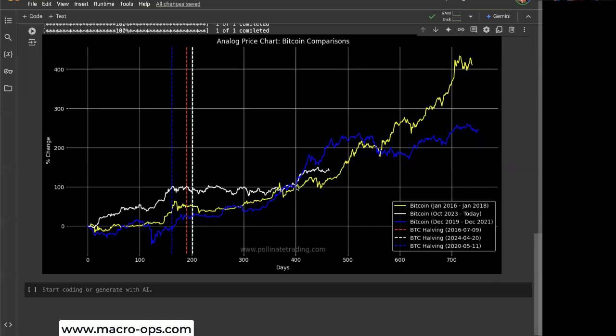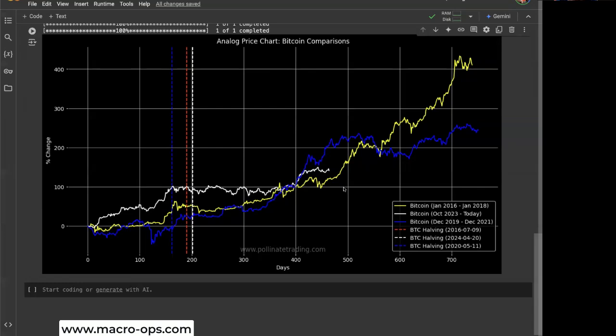So it's my basic opinion that this analog, the white and the yellow, are basically the same. I'm not going to say it's day to day, minute by minute, the same. They're going to be off here and there, but generally, directionally, they're going to be the same.